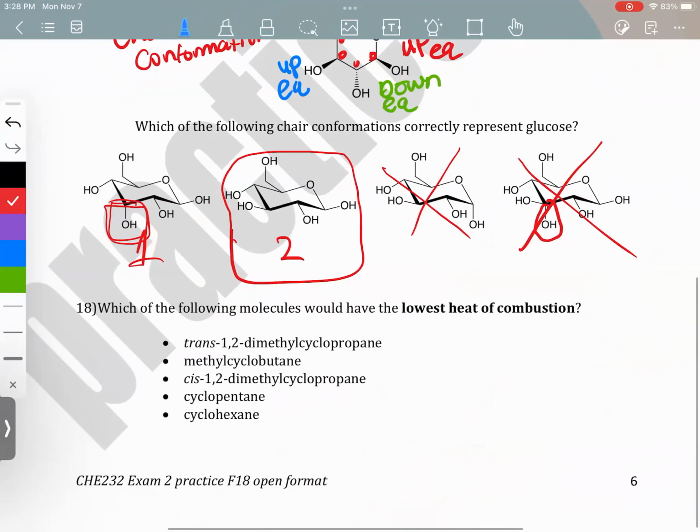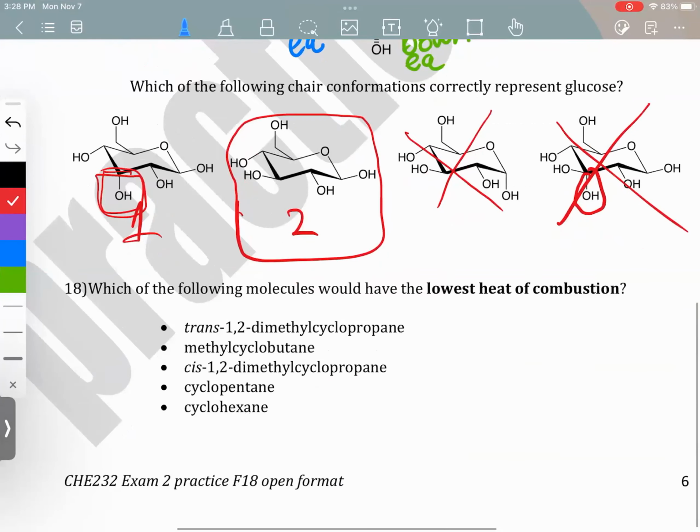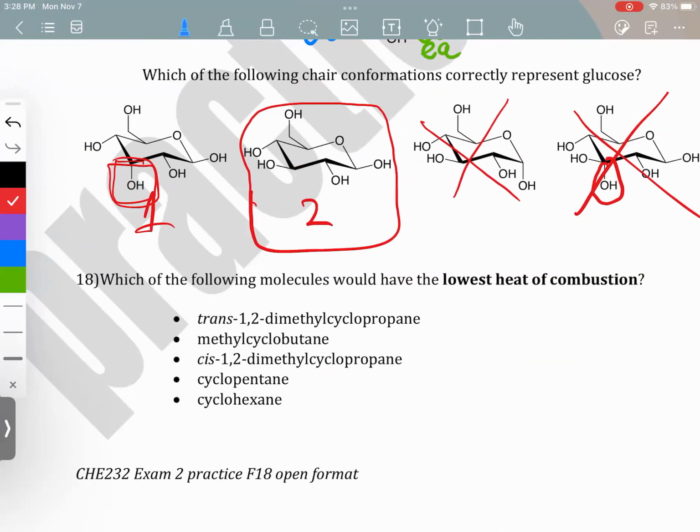Move on to 18. Which of the following molecules would have the lowest heat of combustion? So when we say lowest heat of combustion, what's another way of saying that? It would be what?